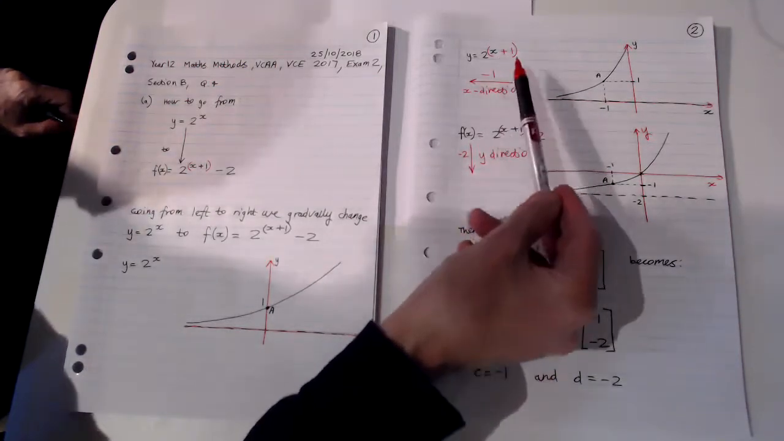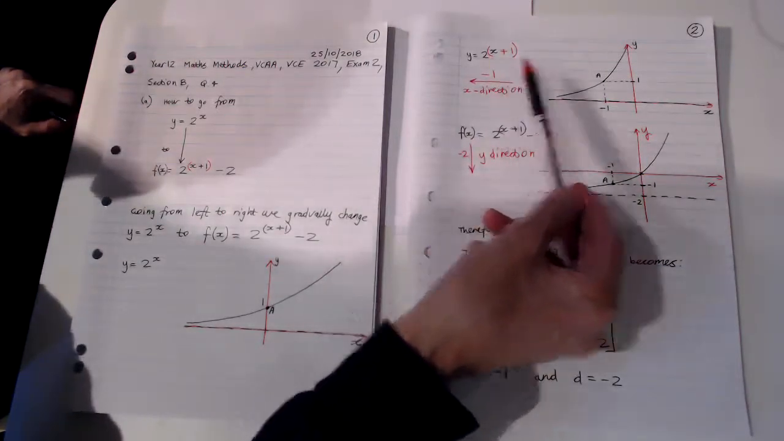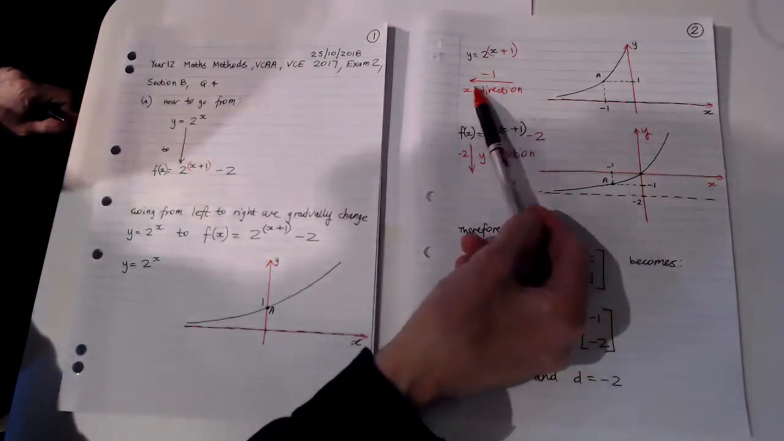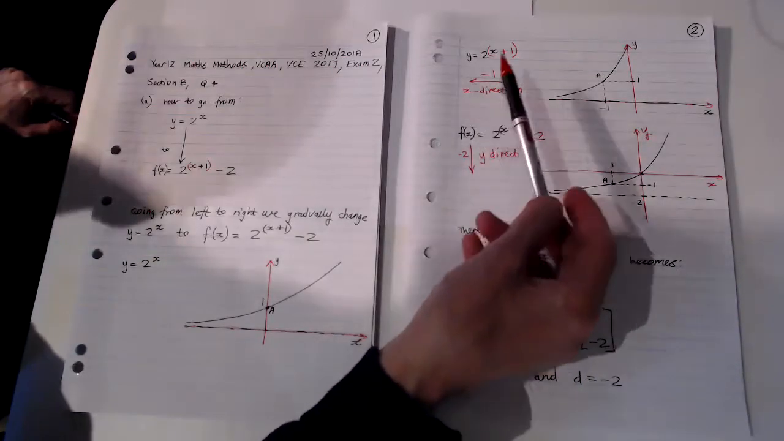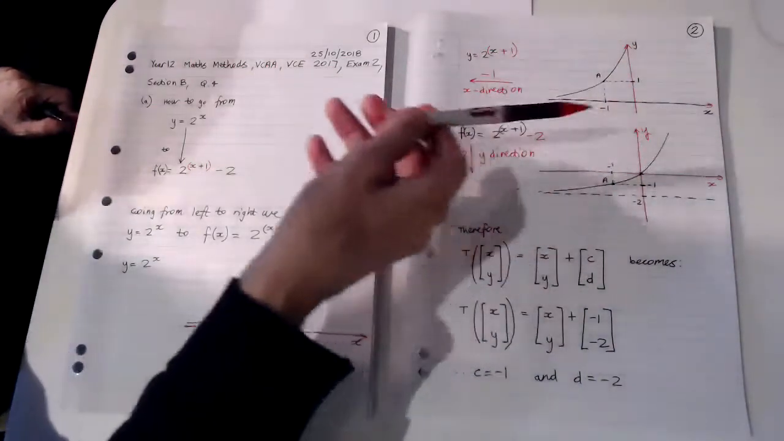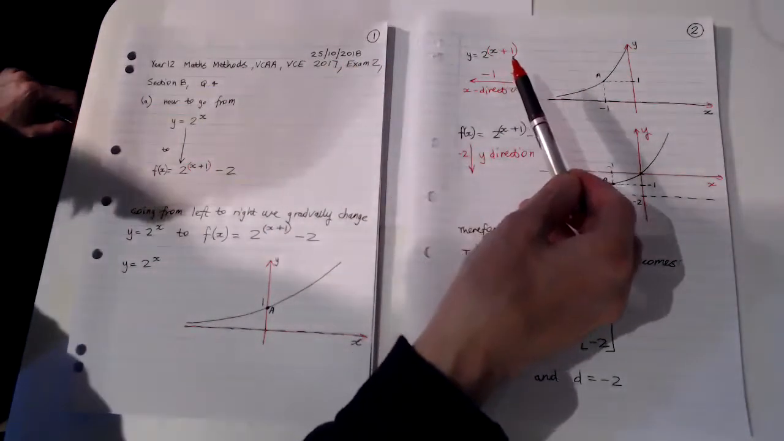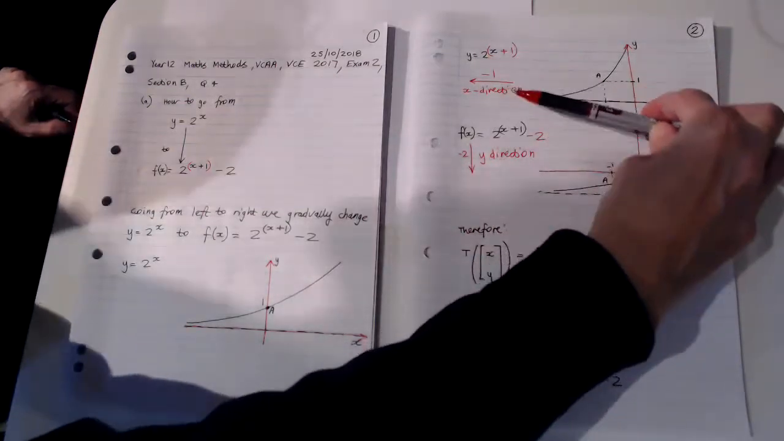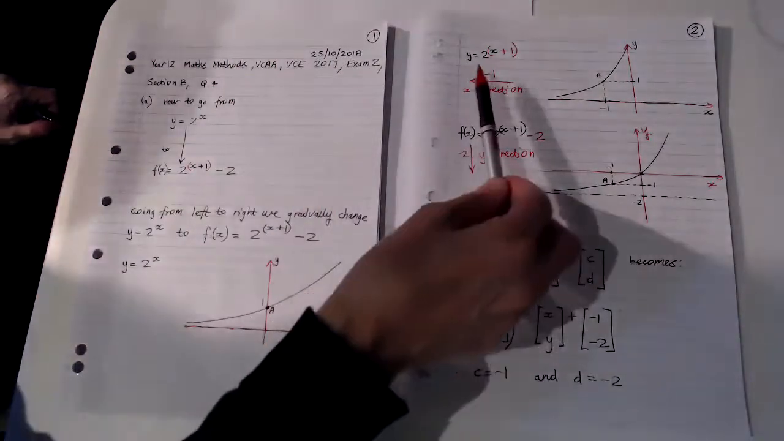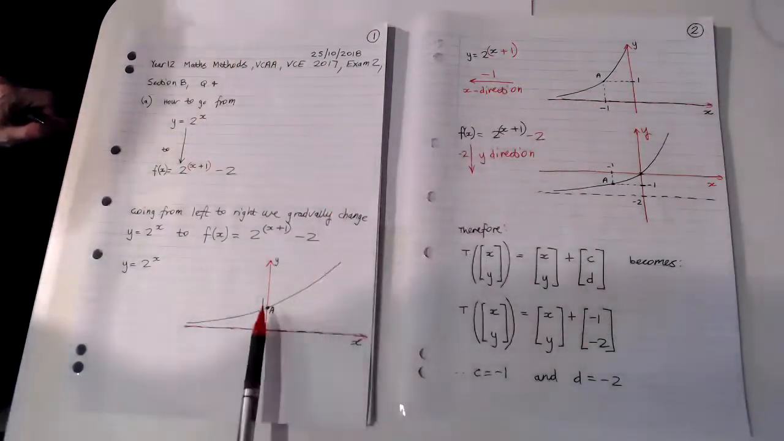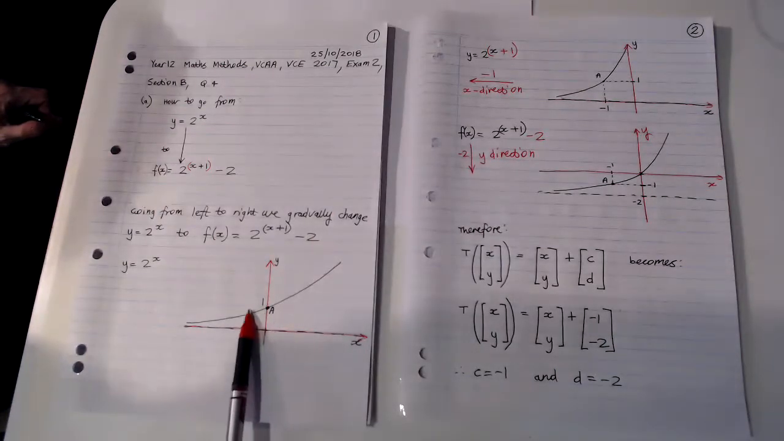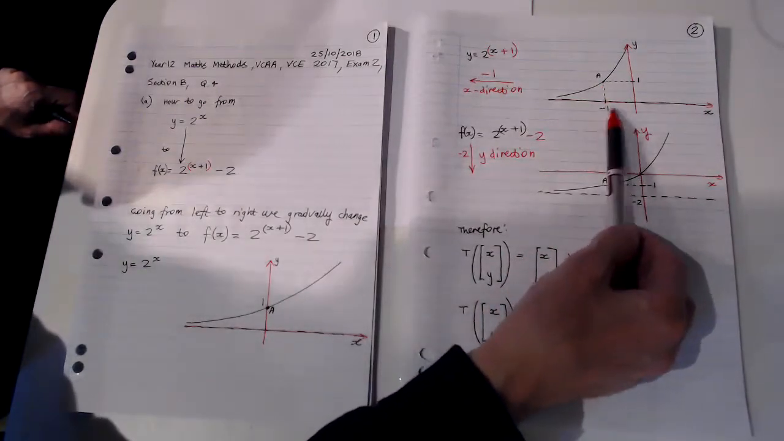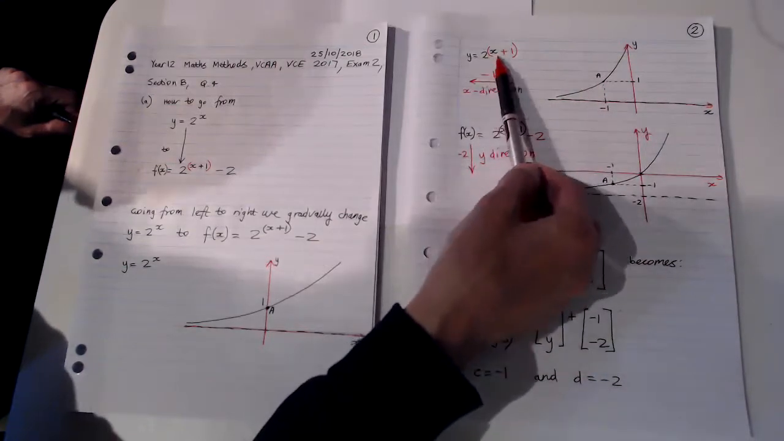Minus 1. And because the 1 is next door to x, and x is the horizontal axis, you move horizontally. Do you move the whole graph that way or that way? Well, because it's minus 1, you move the whole graph in a negative direction. So when you move point A 1 to the left, you have point A at x equals -1. So that's the graph of y equals 2 to the power of x plus 1.